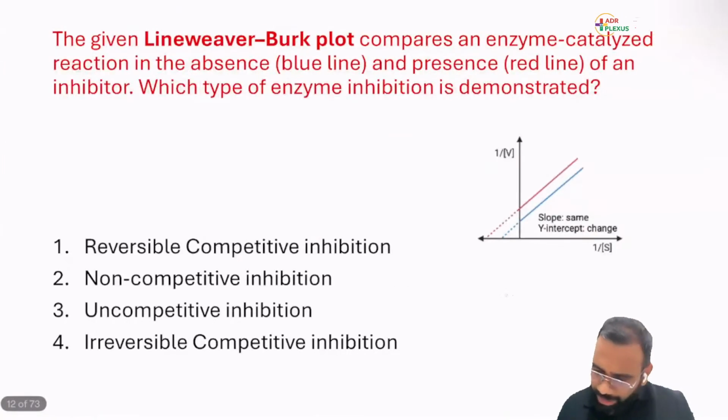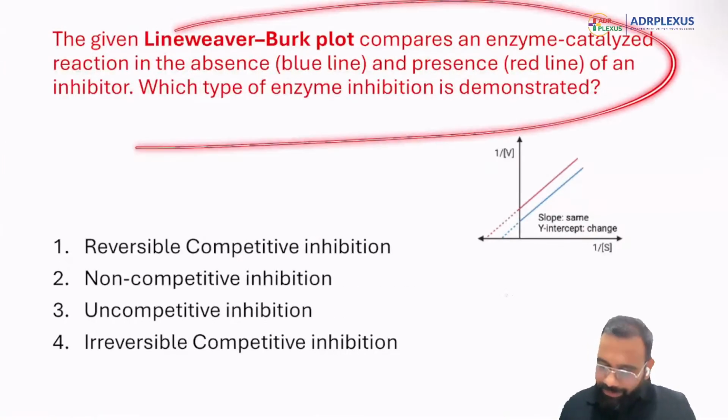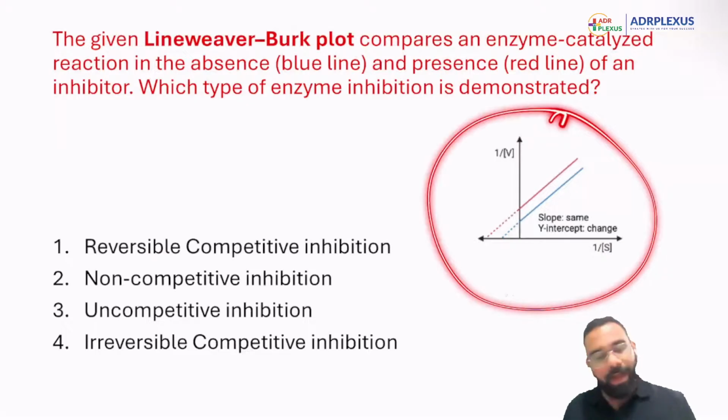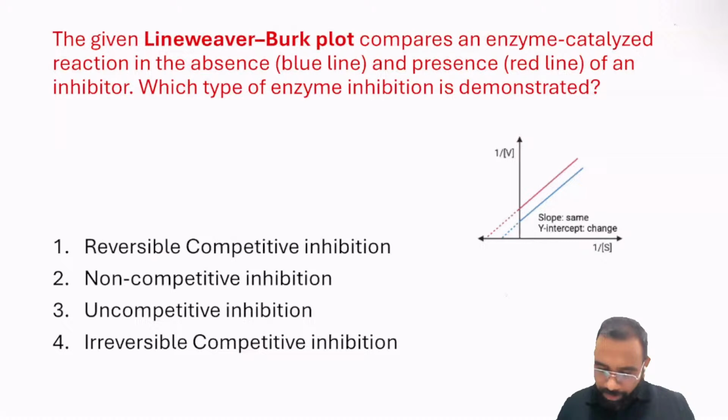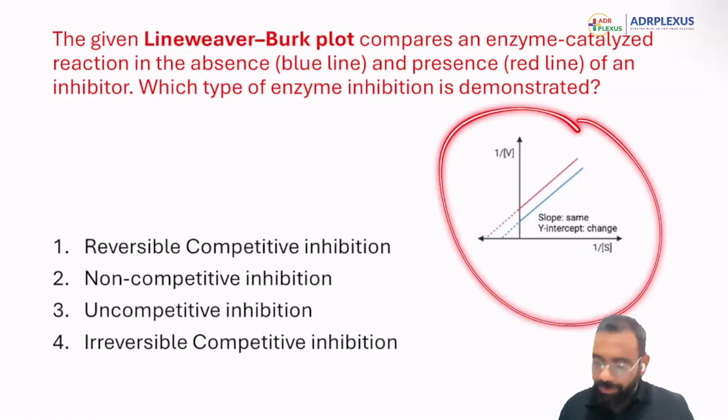Now come to the next one. Again, the same kind of question is asked. They have given a picture and a descriptive part also. It's a Lineweaver-Burk plot, and this is what he has given. What type of enzyme inhibition is it?